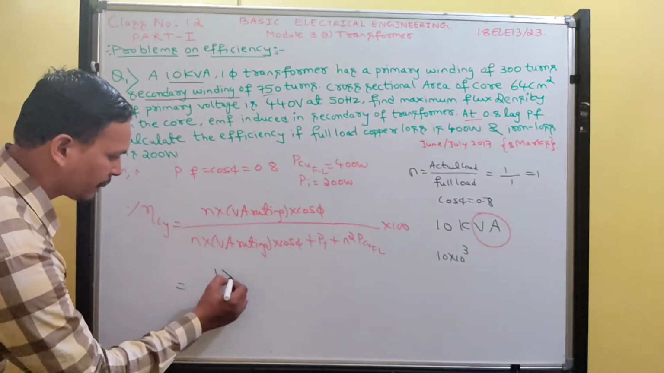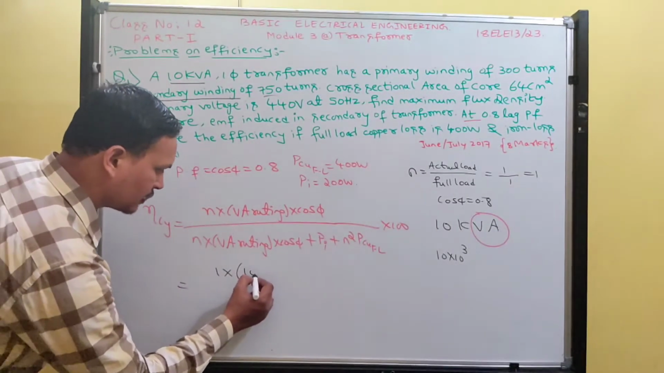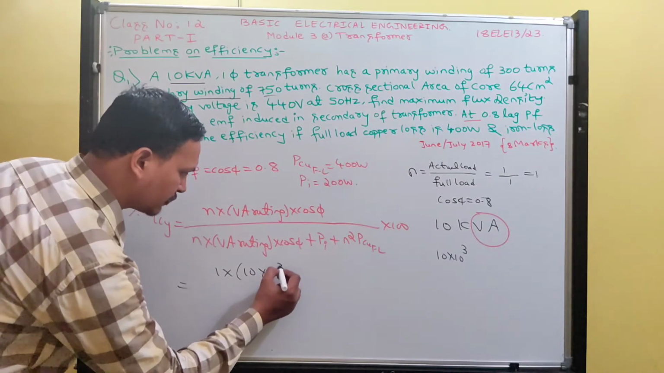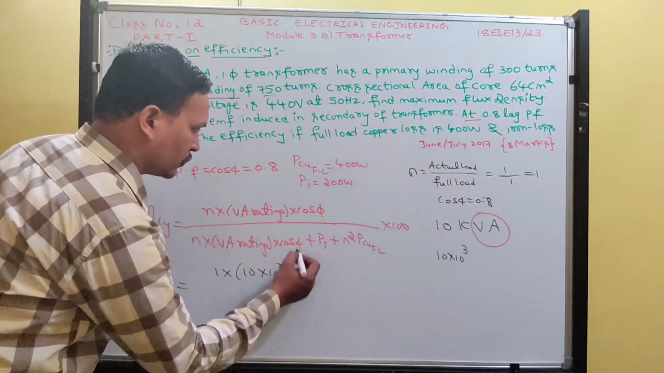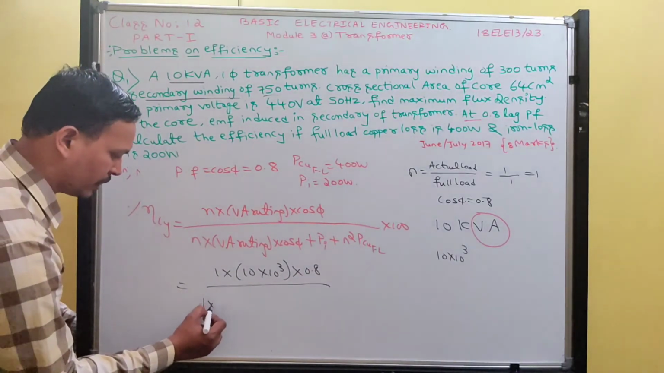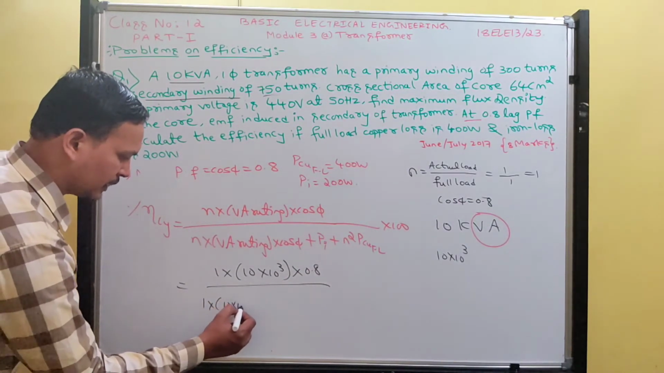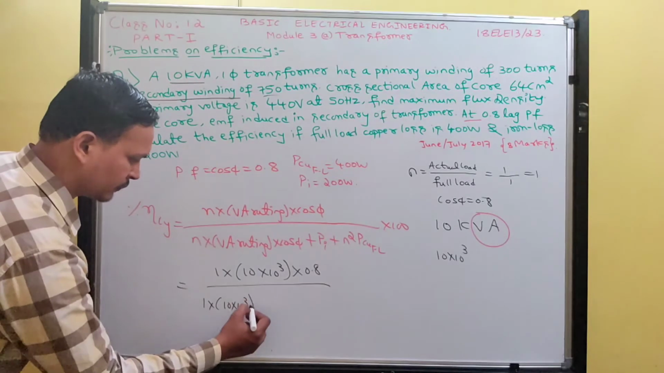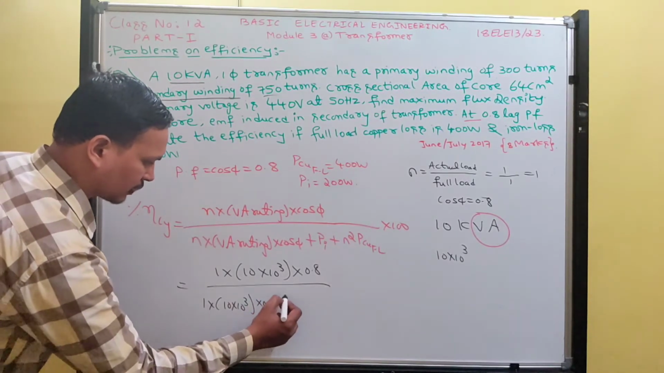What is N value? 1. What is volt ampere rating? 10 kVA. 10 into 10 power 3 into what is cos phi? 0.8, divided by 1 into 10 into 10 power 3 into power factor cos phi.